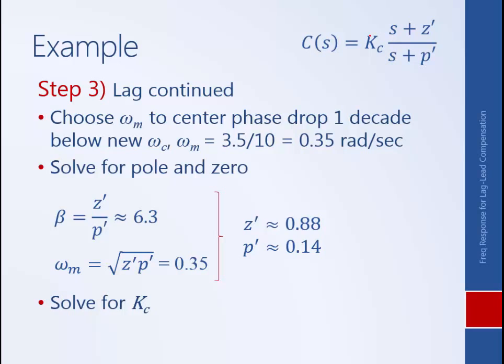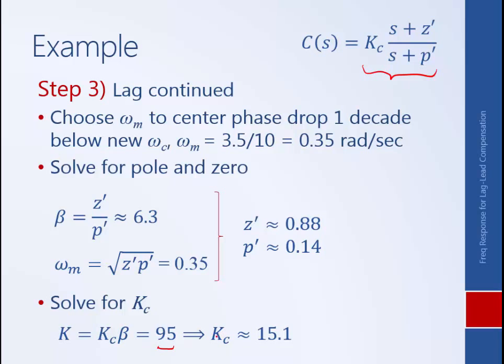So overall, from our entire compensator, we need a DC gain of 95. That's what we determined previously. Some of that DC gain is going to come from this beta, this ratio of the zero and the pole. And the rest of it's going to come from this Kc. So in total, we need 95. Some of it comes from Kc, some of it comes from the pole zero ratio.